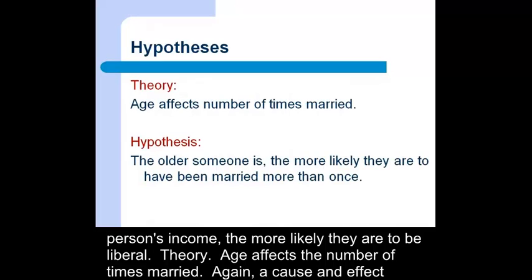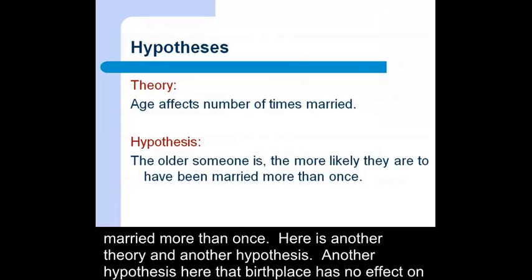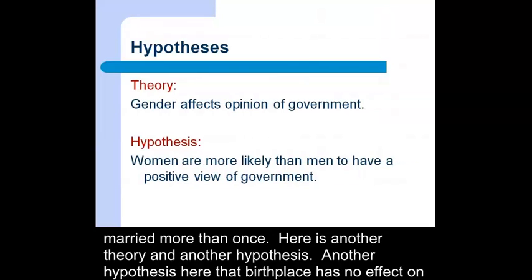Theory, age affects the number of times married. Again, a cause and effect between 2 variables. A hypothesis is a specific prediction on how. The older someone is, the more likely they are to have been married more than once. Here is another theory and another hypothesis.